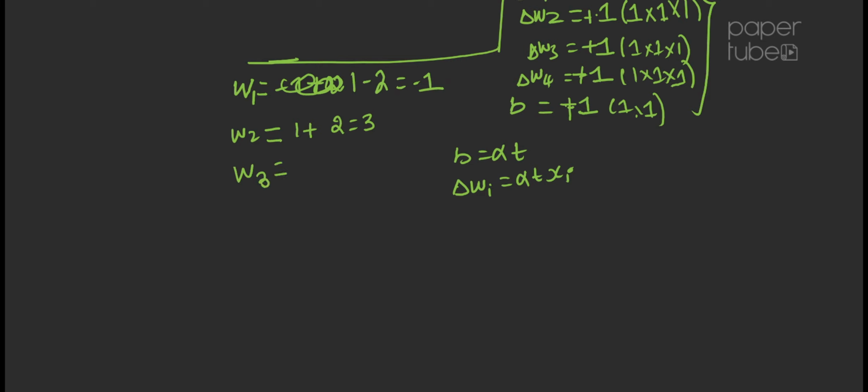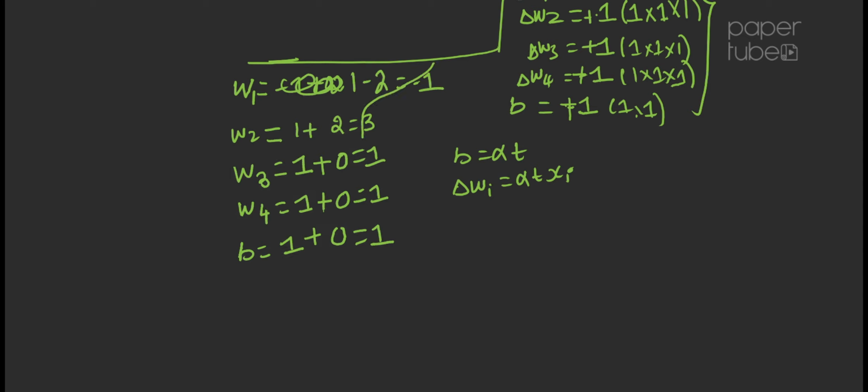W3 is equal to, just now we calculated delta W3 equal to 1, plus the old weight equal to 0, that makes it 1. And W4, the change in weight is equal to 1 plus the old weight equal to 0, that makes it 1. And the new bias is equal to 1 plus the old bias value, which is equal to 0, that makes it 1 again. So now you have a set of new weights and a bias value here.